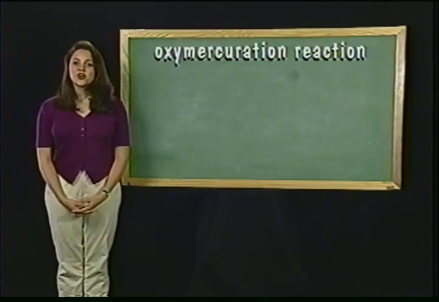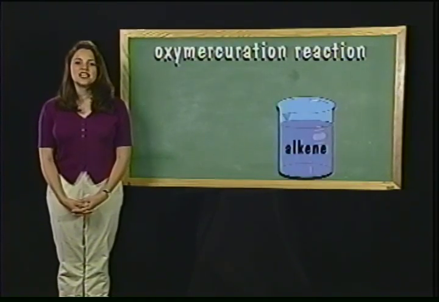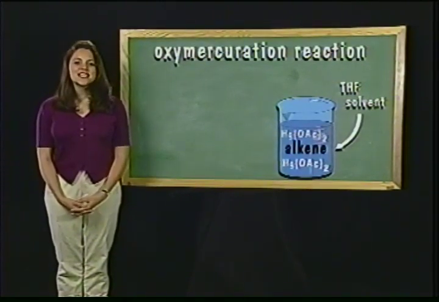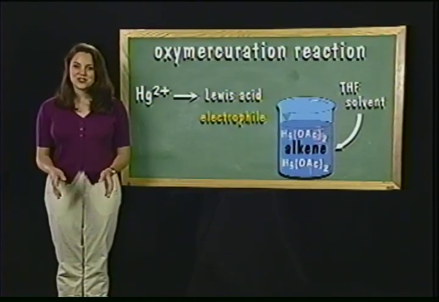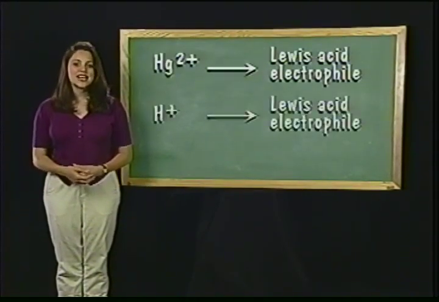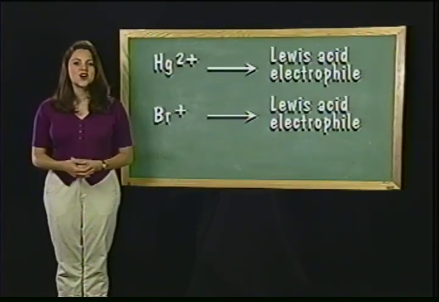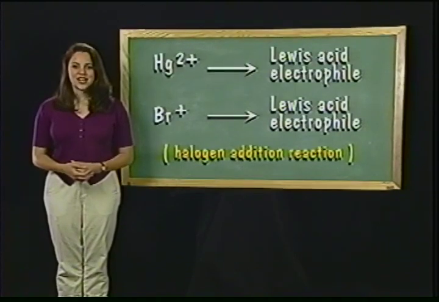So in an oxymercuration reaction, we have an alkene in a THF solvent. We treat the alkene with mercuric acetate, Hg(OAc)2. Mercury plus 2 is a Lewis acid, and it's an electrophile. It's no different than H plus in the addition of HX to an alkene, and no different than Br plus in the halogen addition reaction. It just looks a little scarier.